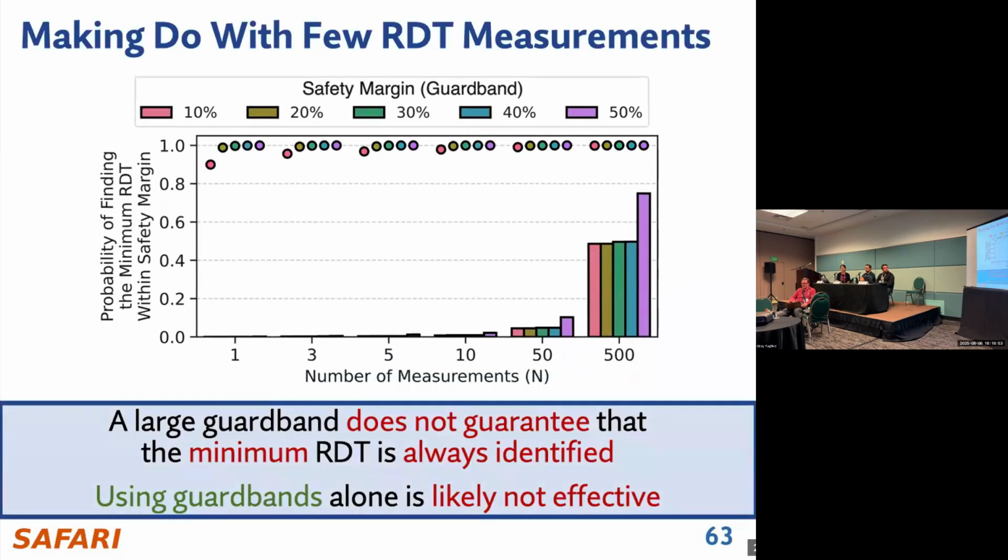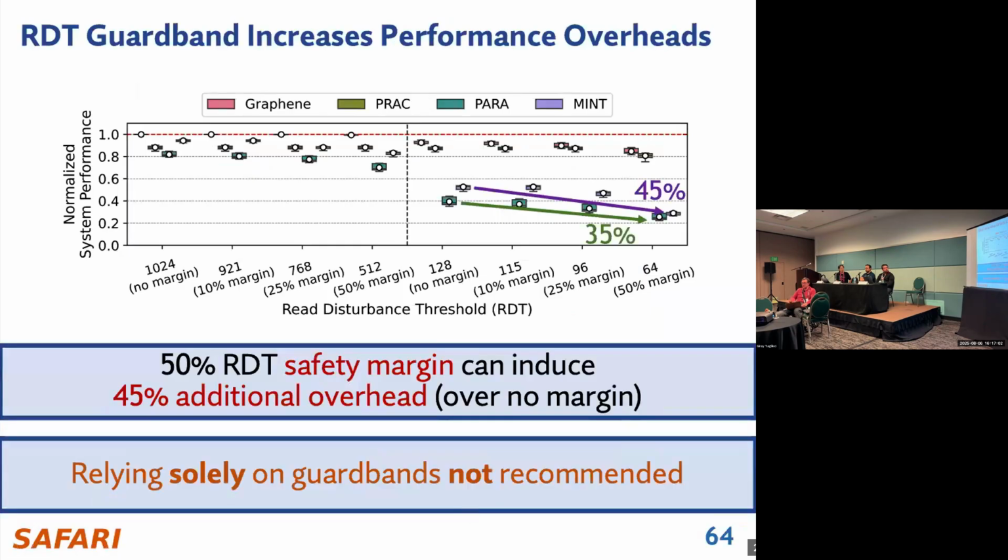If you actually use a large guard band, it doesn't guarantee that minimum RDT is always identified, and it's likely not effective alone. And it also introduces a lot of performance overhead. We actually look at different solutions like PRAC and different types of RowHammer protections. If you introduce a large guard band, a large margin, it can introduce very large overheads with these RowHammer solutions. So relying solely on guard bands is not recommended.